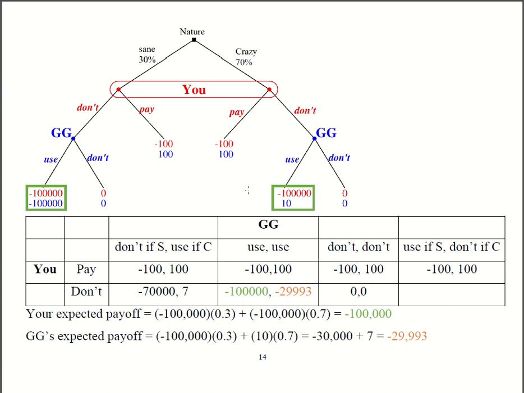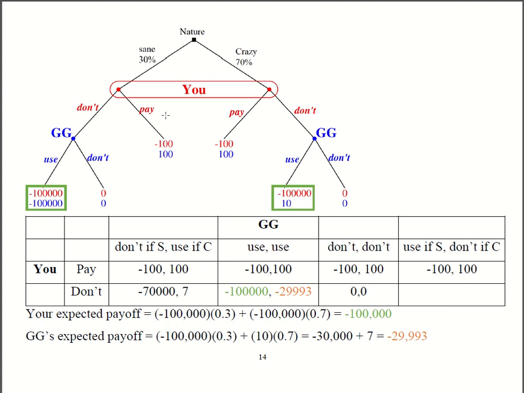So in your case, you're getting minus 100,000 either way. That means that your payoff is going to be negative 100,000. So that's the easy one. Now I'll go look at what is grenade guy's payoff from this strategy.